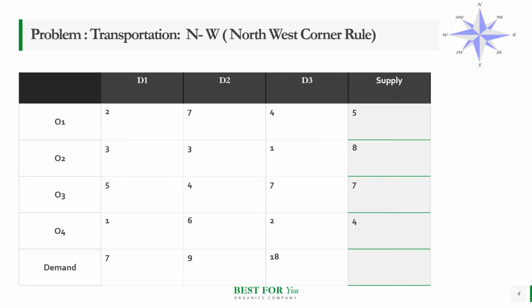The first thing is we need to look at whether the problem is balanced or not. So let us first confirm whether the problem is balanced. To check this, we are going to sum the total supply and the demand. When these two are equal, the problem is said to be balanced. So let us find the summation. Supply: 5 plus 8 plus 7 plus 14 equals 34. In the same way, demand: 7 plus 9 plus 18 equals 34.